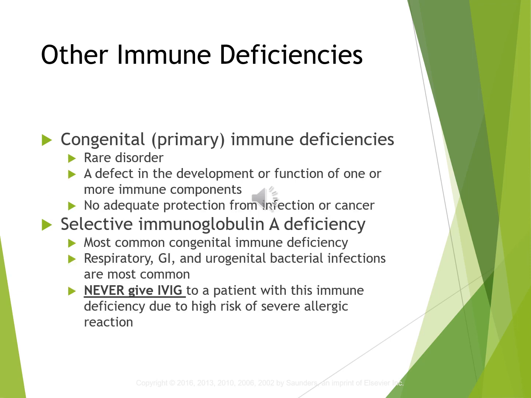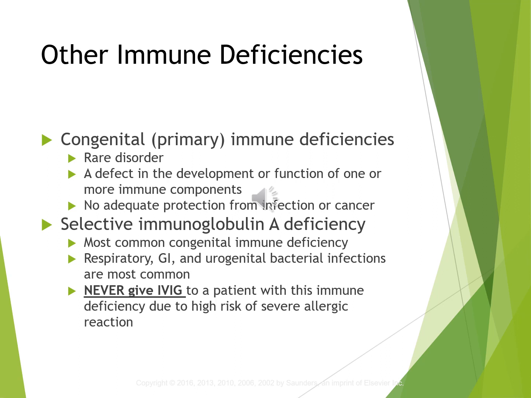We're just going to look real briefly at some of these other immune deficiencies. So there's a congenital or primary immune deficiency. This is something that is very rare. It's a defect in the development or function of one or more of the immune components. And there's really no adequate protection for this patient from cancer or from infection.